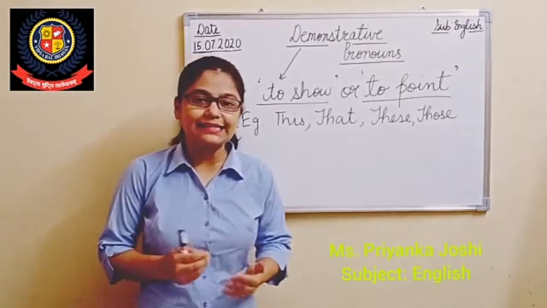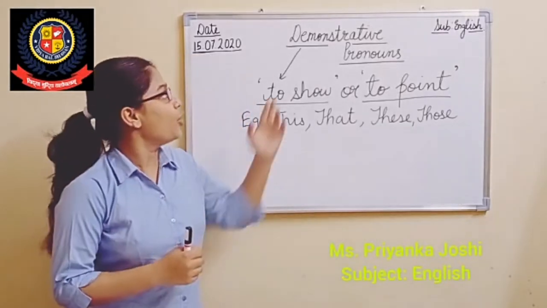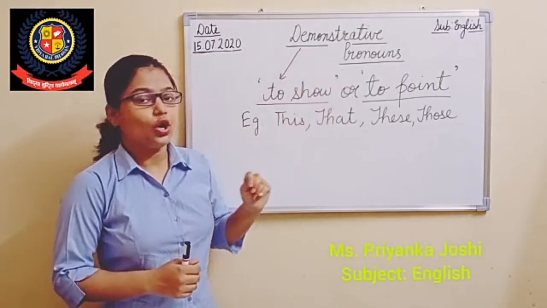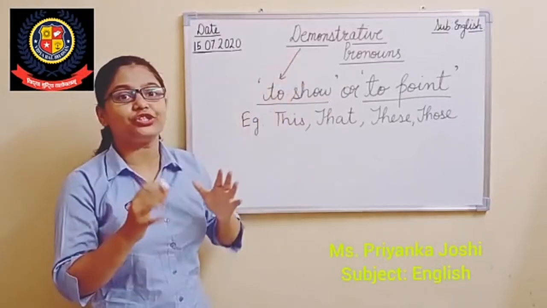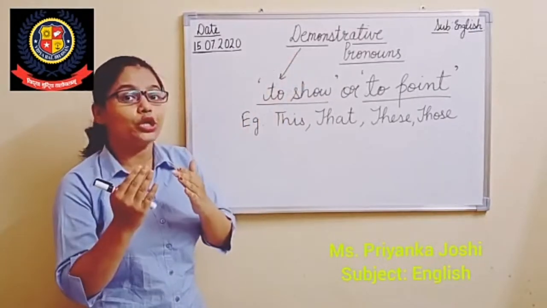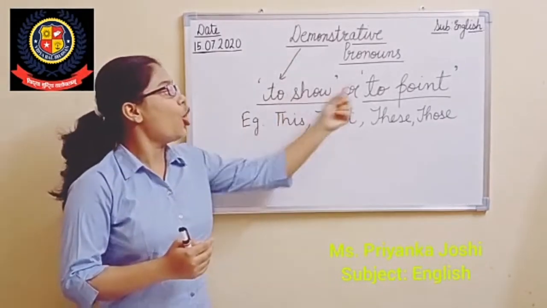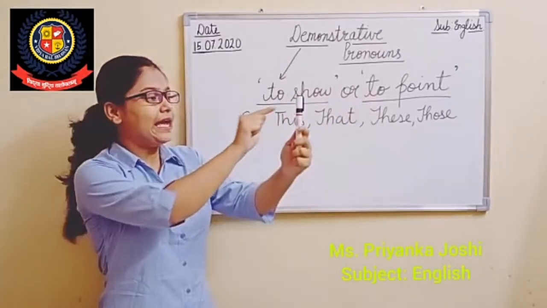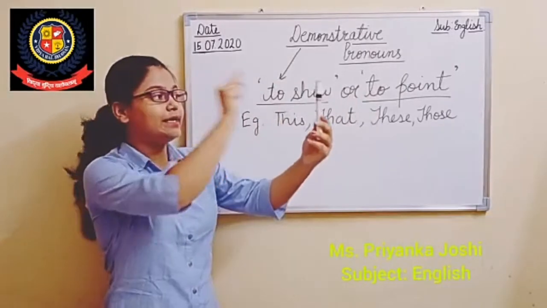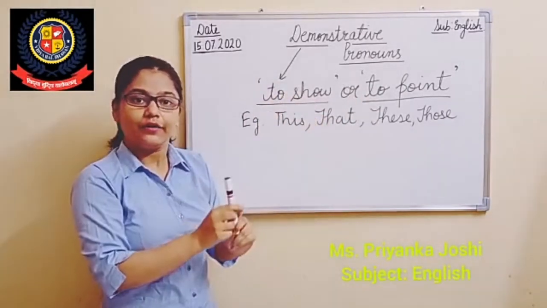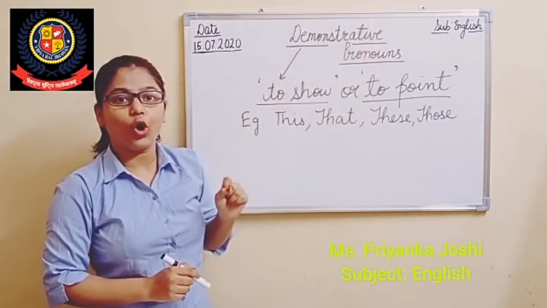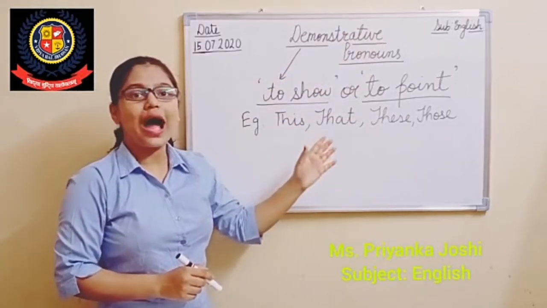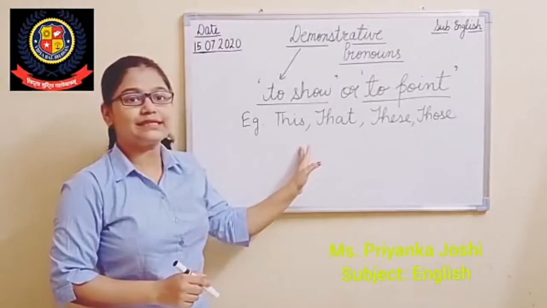Now students, the next heading in your book is Demonstrative Pronouns. This word demonstrative actually came from demonstration. Demonstration means to show or to point. If I say this marker, I am pointing out this marker, right? If I say that wall, I am pointing out that wall. This board, I am pointing out this particular thing, right?